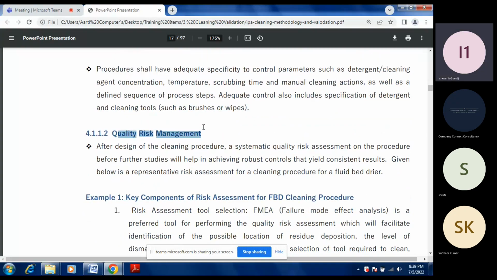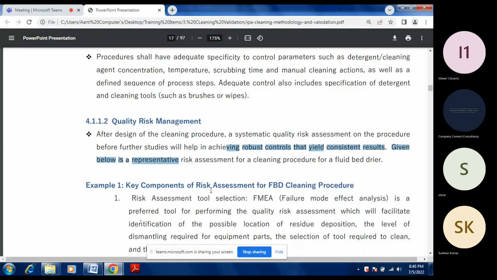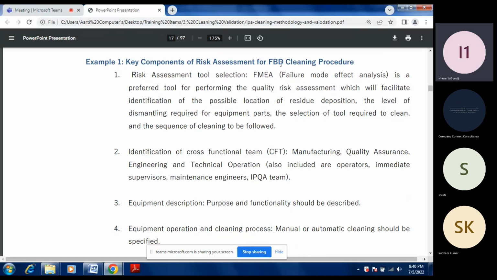Cleaning quality risk management. So we have to perform risk management also for the cleaning method validations. What are the critical and key components we have to consider for risk management? We'll discuss. After design of the equipment cleaning procedure, a systematic quality risk assessment of the procedure before the further step will help to achieve robust control that yields consistent results, as given below. The key components of risk assessment.